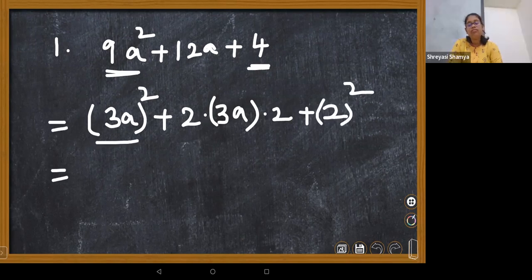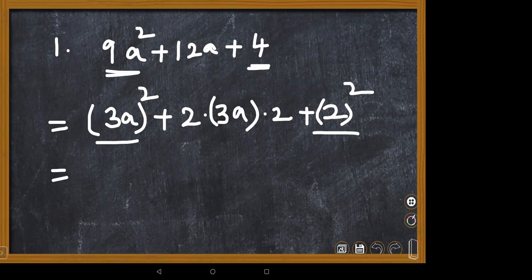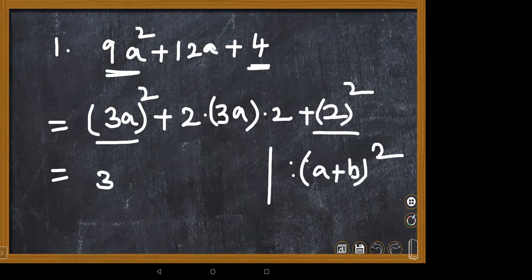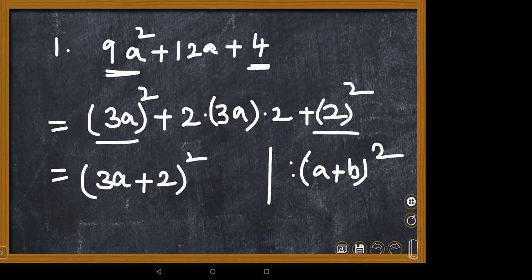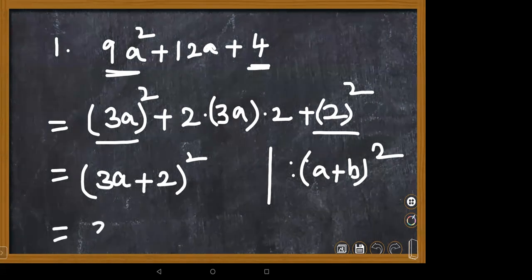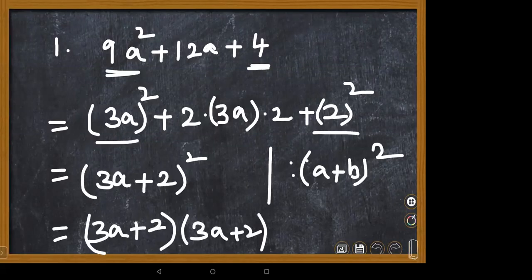Now which identity, Jashmita, here? Ma'am, a plus b whole square. A plus b whole square. Very good. What is a value here? Ma'am, 3a. Plus 2 whole square. Next one. So here you need to express as the factors. So any number raised to power 2 means you just write as (3a plus 2) into (3a plus 2).